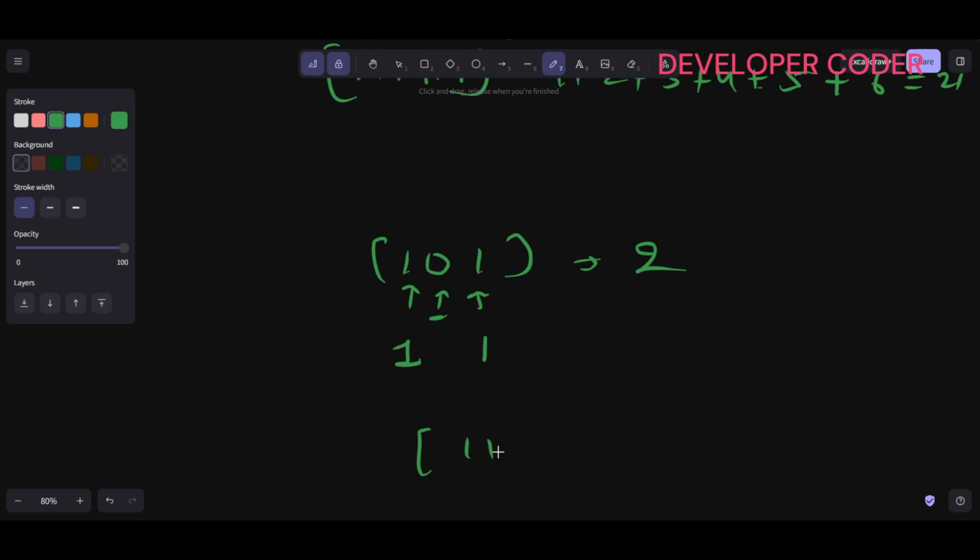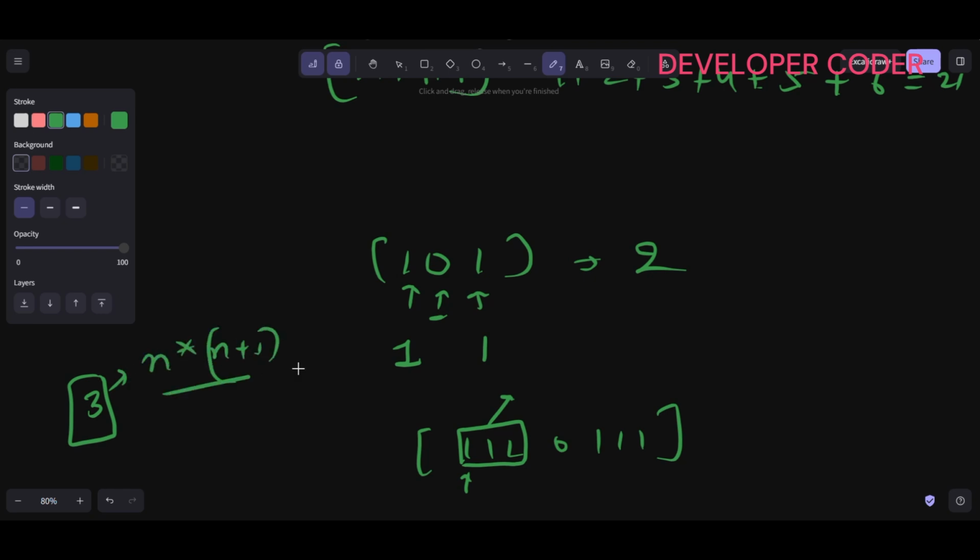Same way, if you have 0 1 1 1, like this, then you see three consecutive ones. The formula is very simple in math. Three consecutive ones is nothing but the sum of the first three natural numbers, and the formula is n into n plus 1 divided by 2. This is a formula shortcut. So 1 plus 2 plus 3 is 6. If you apply this formula, 3 into 4 divided by 2, you are going to get 6 only.